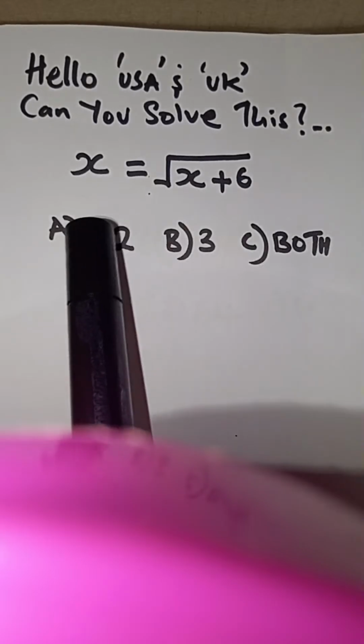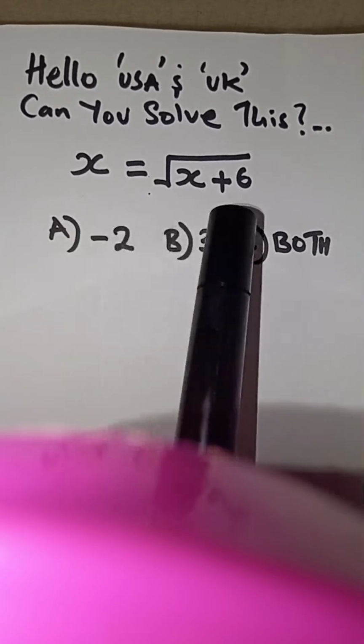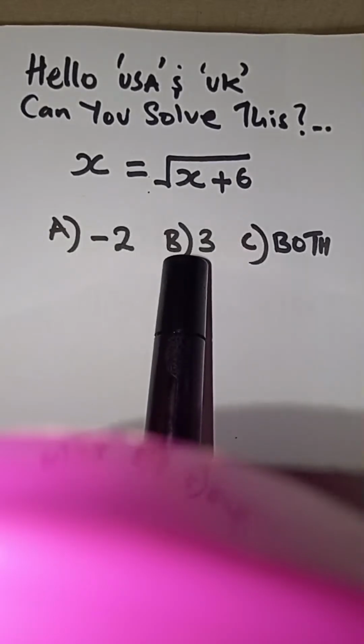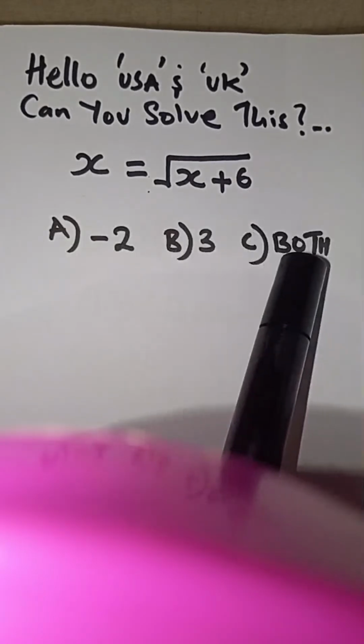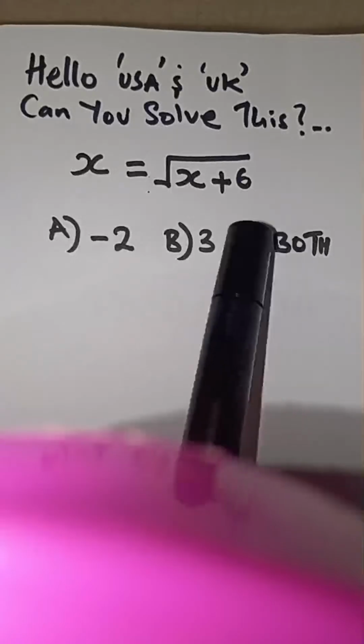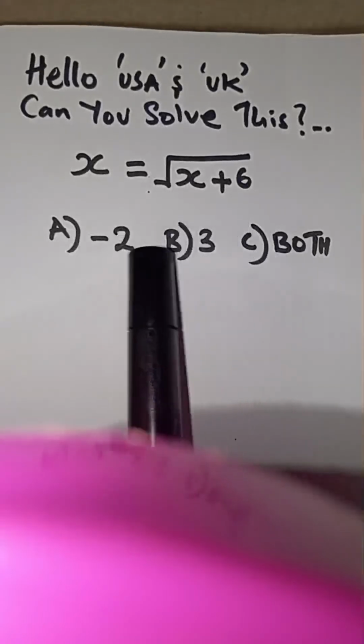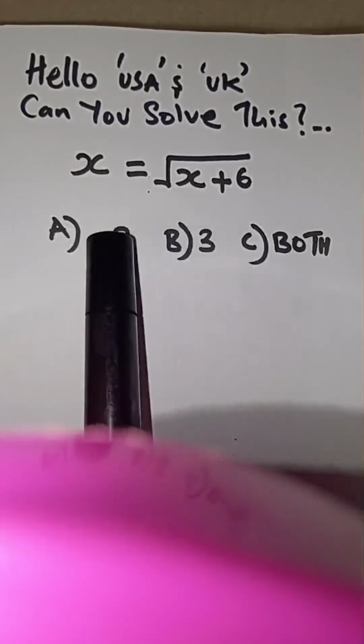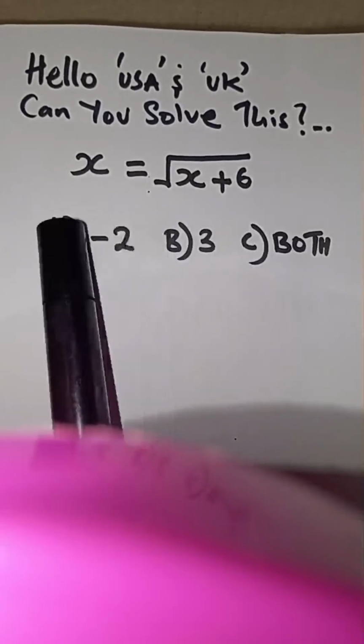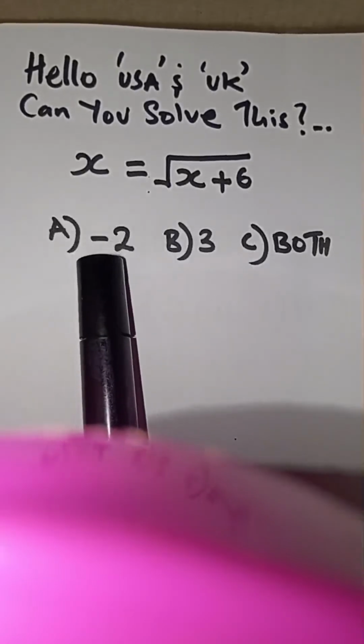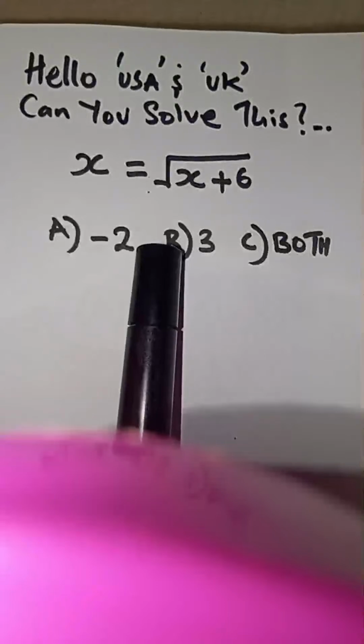So are we getting negative 2 or 3 or both? Somebody explain to us how we're going to get the actual accurate answer.